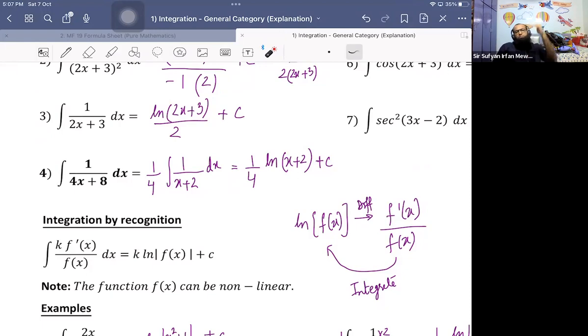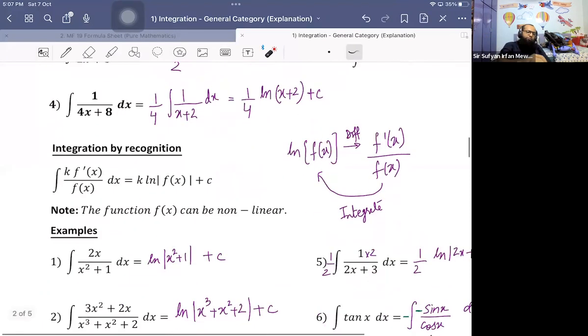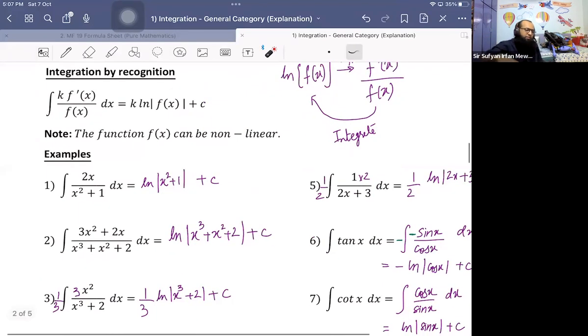So f prime x upon f(x): the function in the denominator has its differentiation in the numerator. We have to recognize this case and take ln with the denominator, and that will be our final answer. Now, if you look at a few examples, then we'll understand it better.